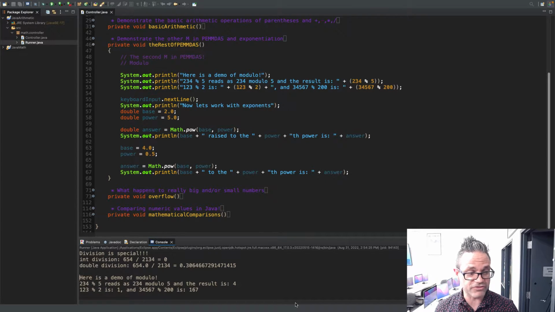And that result is 4 because we divide 234 by 5. We ignore the answer, we don't care about it at all. And instead we focus on what's left over, the remainder. And that remainder is what's returned from the modulo operator. And so that's where we get 4 from that. We also have 123 mod 2 is 1.